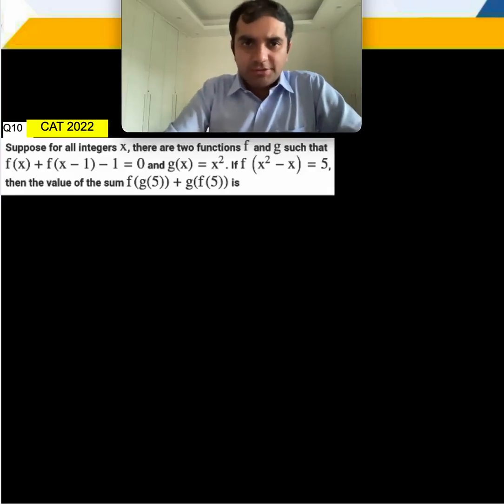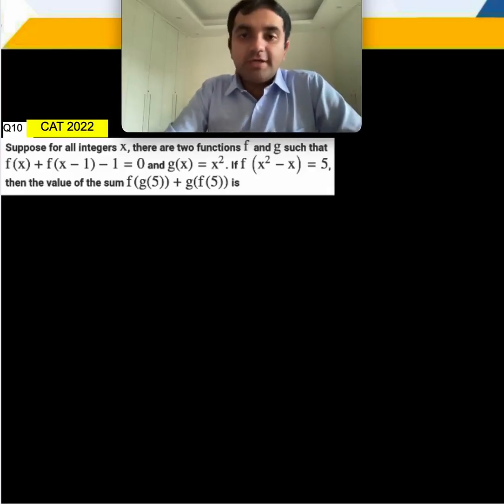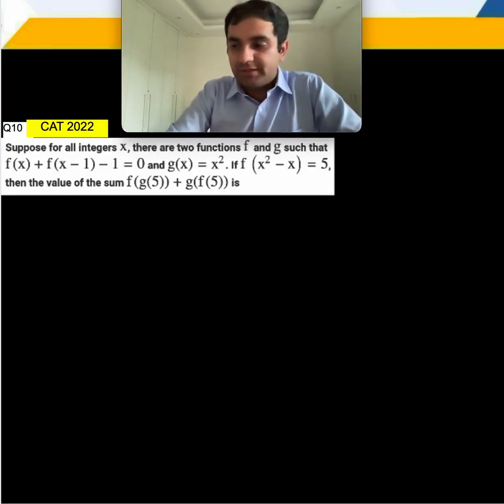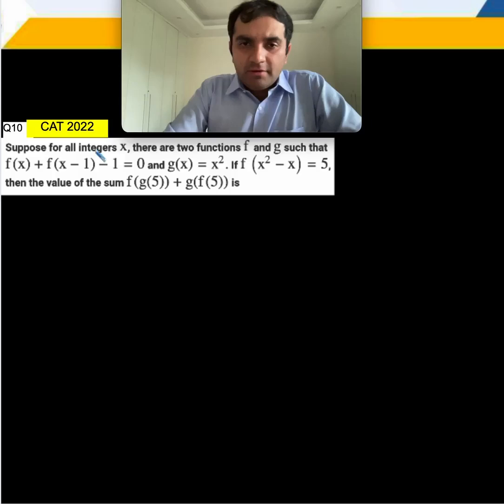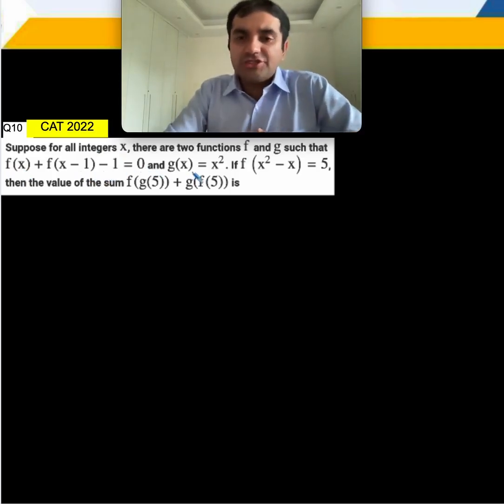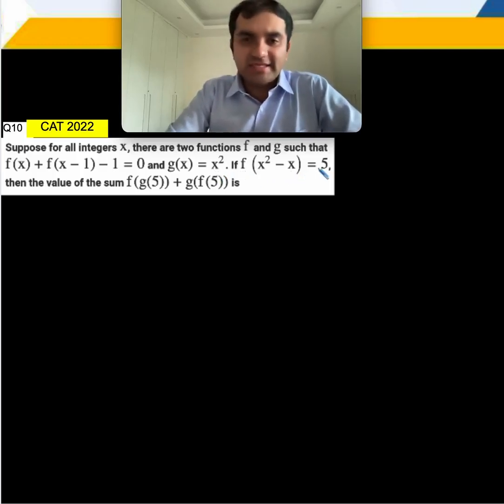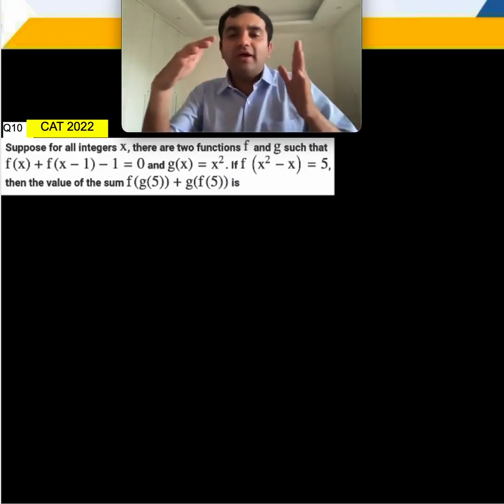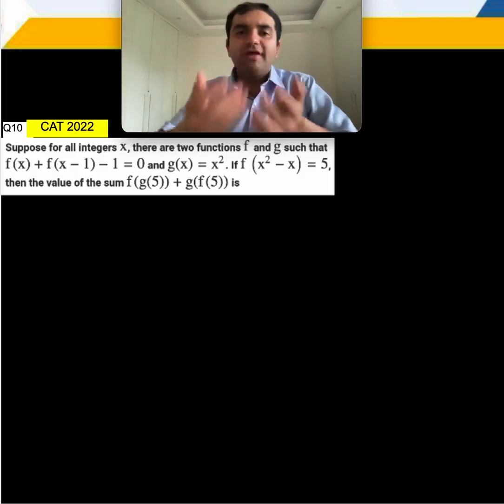Question number 10, which is on functions, and it definitely looks very, very scary, and in an exam it would be even more intimidating. You have two functions f and g. F of x plus f of x minus 1 is equal to 0, and g of x is just the square of the function x square. And if f of x square minus x is 5, so I'm going to use this to find out f of x. g of x तो मिला हुआ है, f of x ढूंढना है.